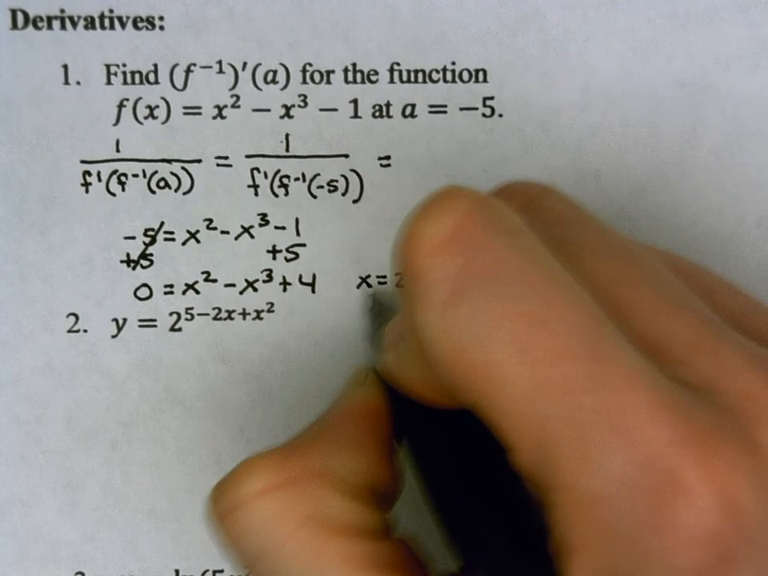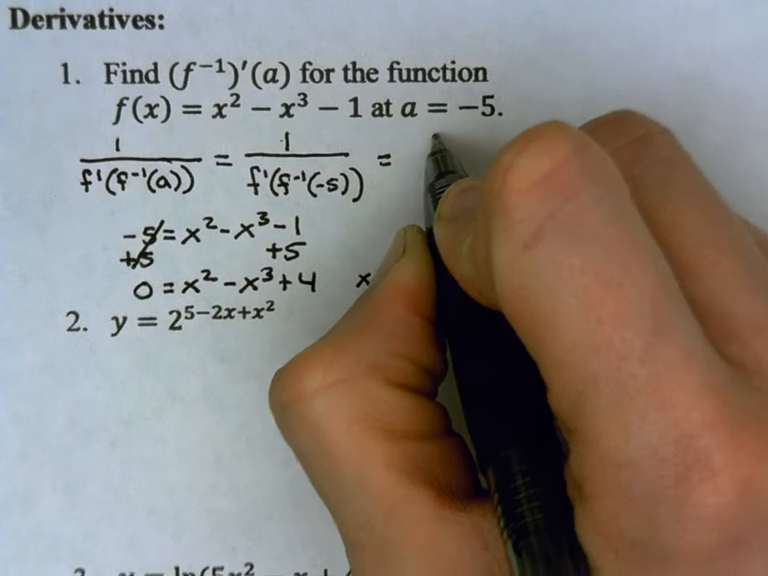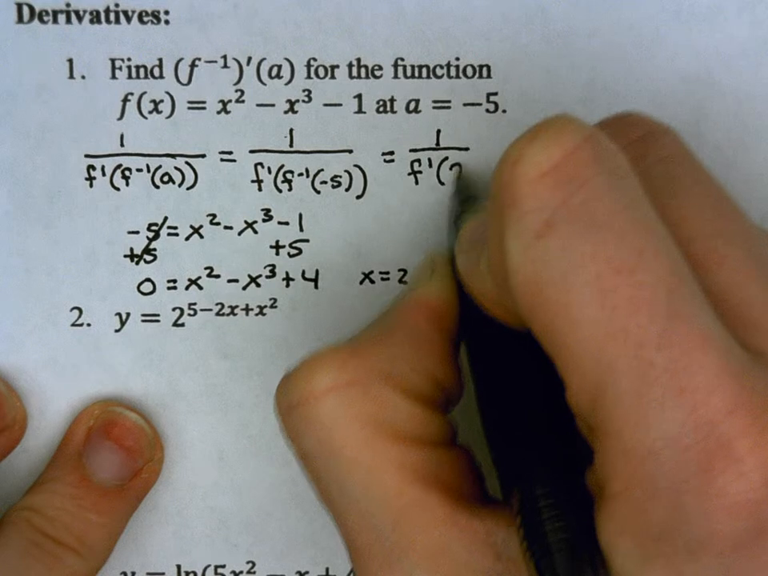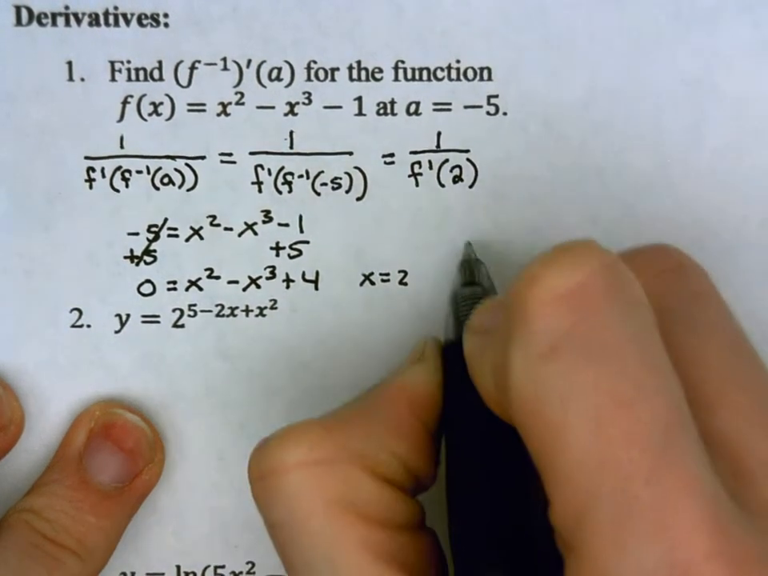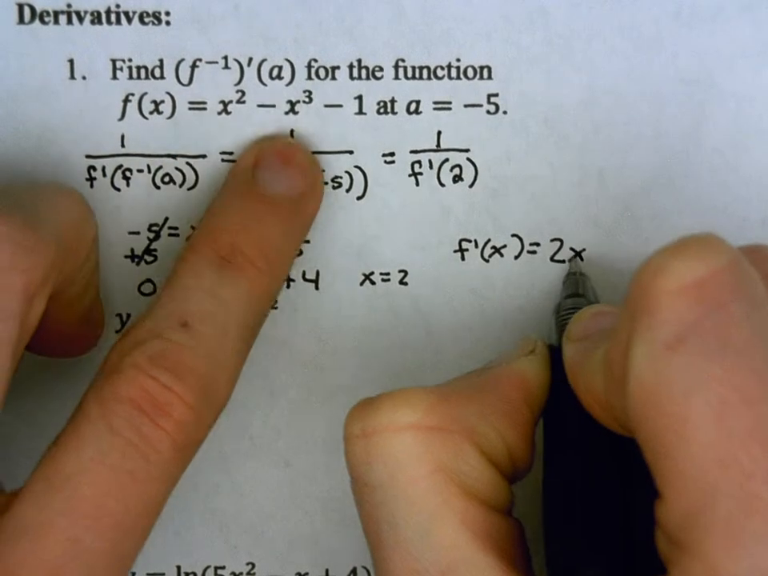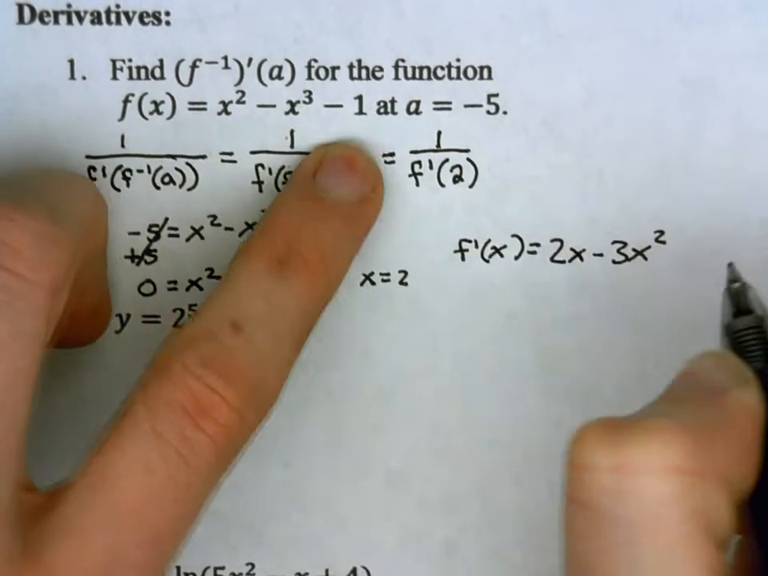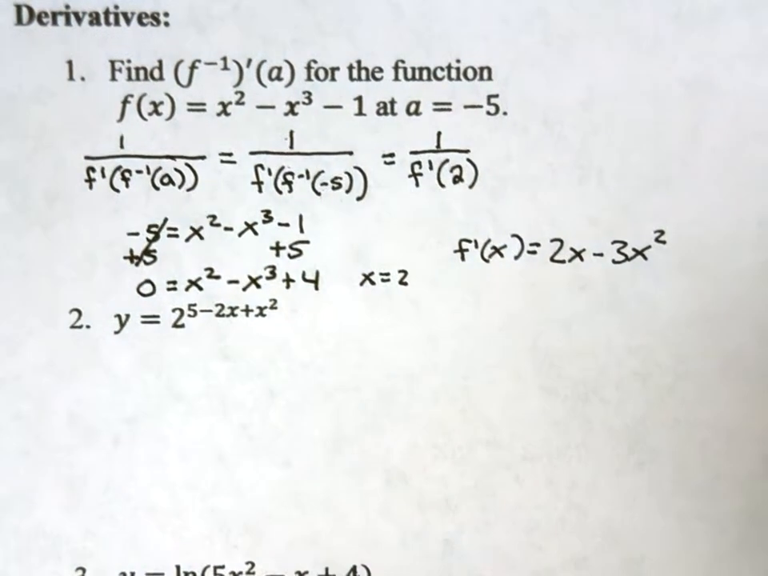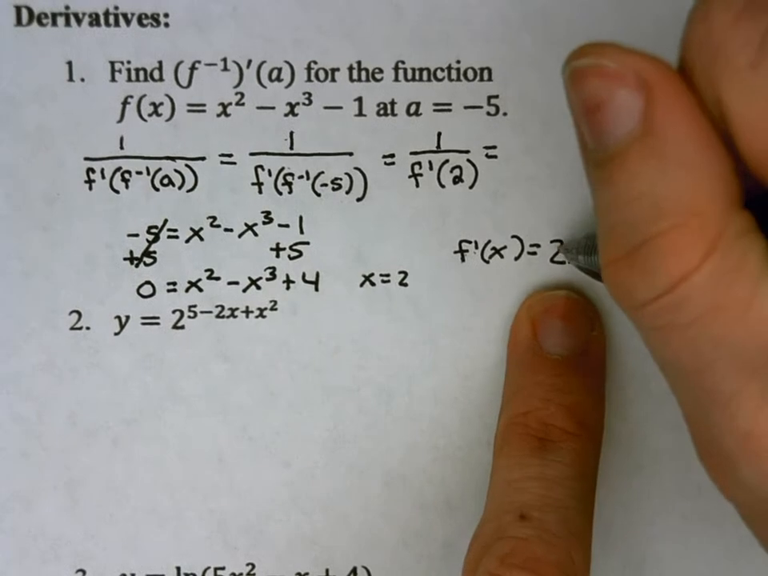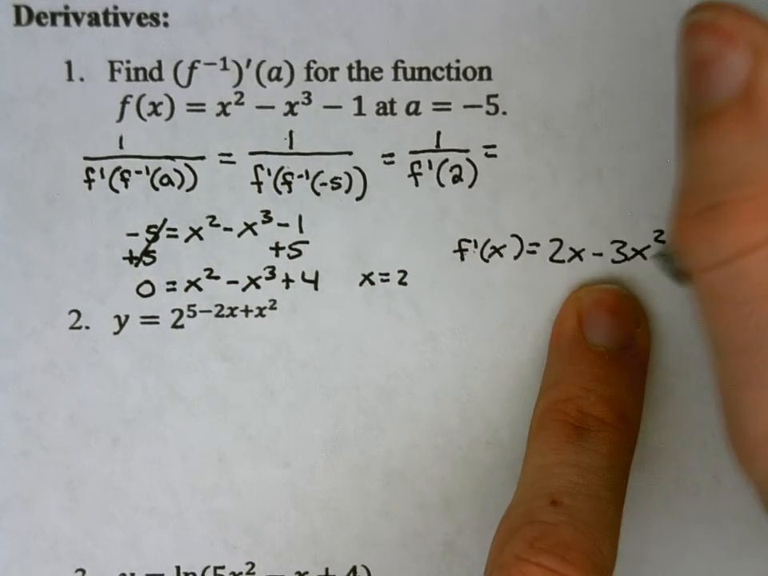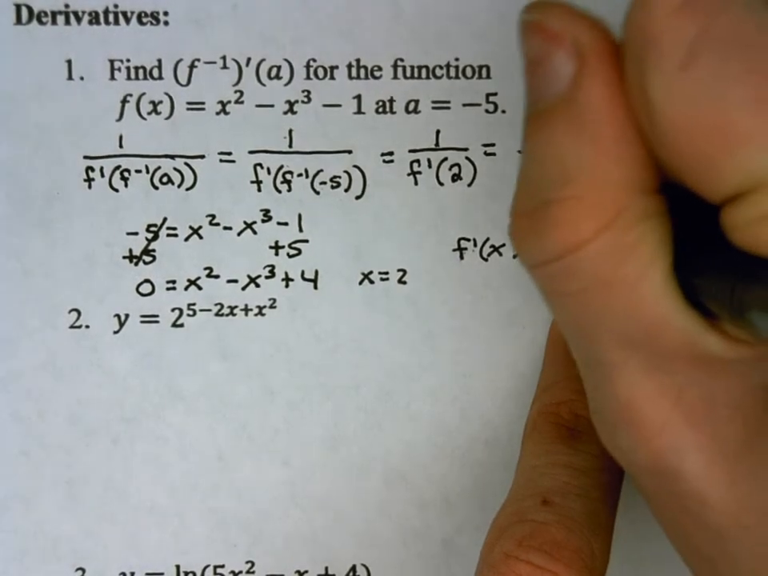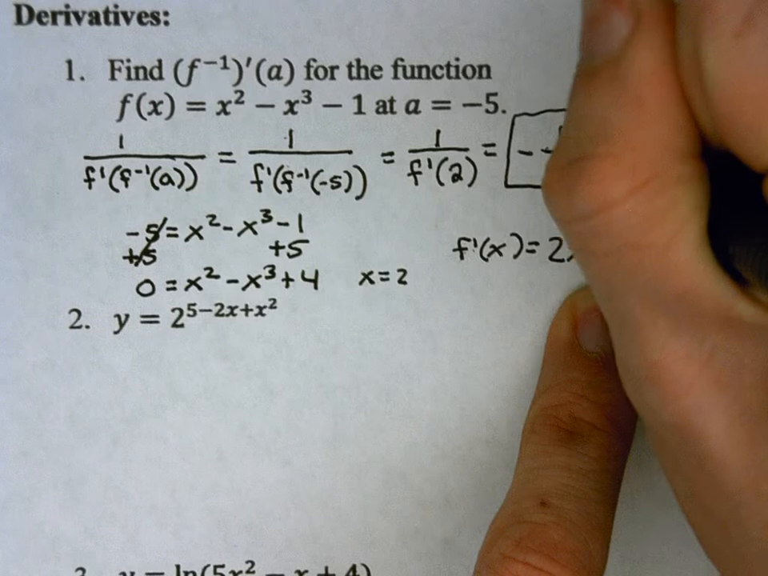And so then we're going to take this 2 and stick it in for f inverse of negative 5. So we're asking next, what is the first derivative of f at 2? Well, f prime of x is equal to 2x minus 3x squared, and the derivative of negative 1 is 0. Then for the first derivative at 2, we plug it in. 2 times 2 is 4, minus 3 times 2 squared, which is 12, so 4 minus 12 is negative 8, and so our answer is negative 1/8.